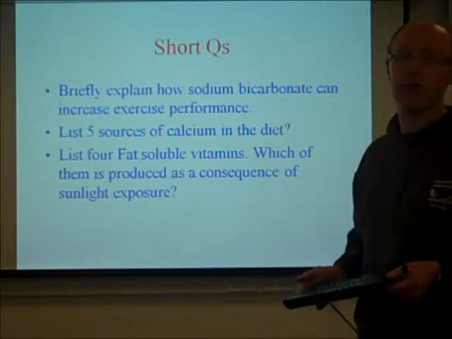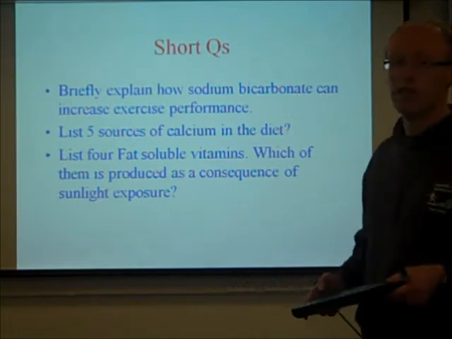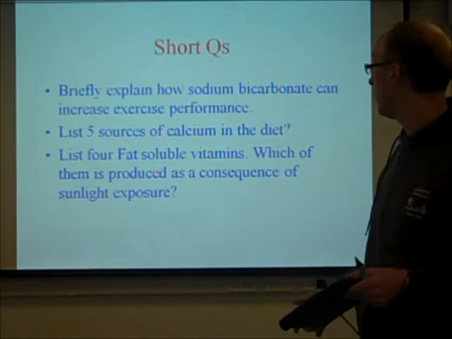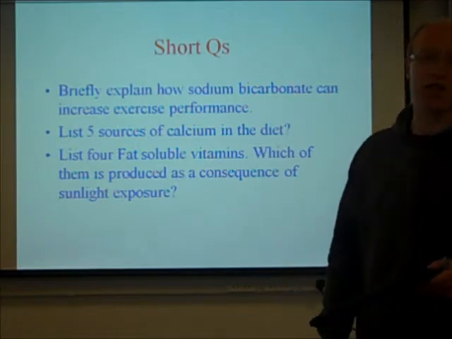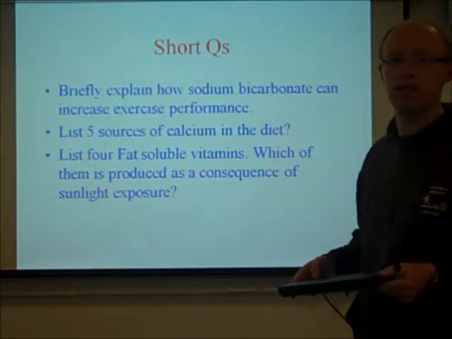If you get a question on vitamins and minerals, this is where you're going to see the short answer questions. And it could be as simple as list 4 fat-soluble vitamins, A, D, E, and K. That's 4 out of 5. Which ones produce as a consequence of sunlight? Vitamin D, 5 out of 5. So it's a real opportunity to get full marks in a section.